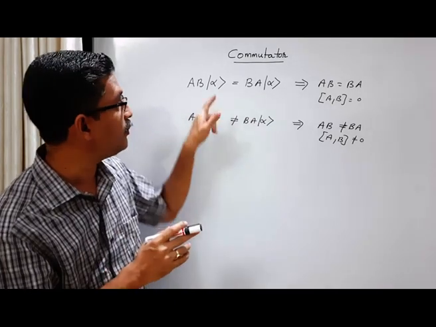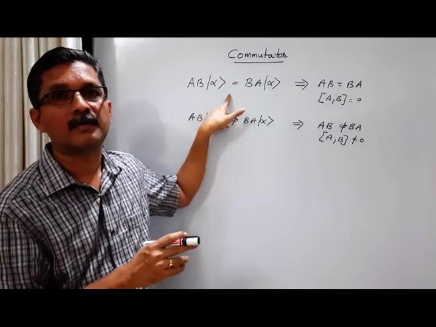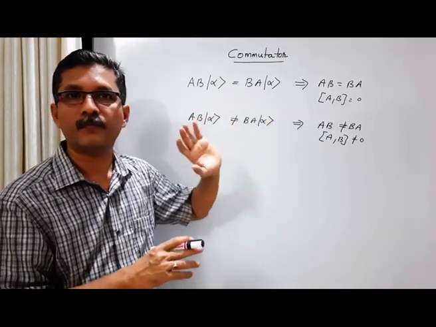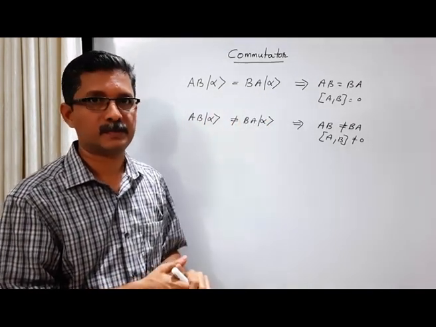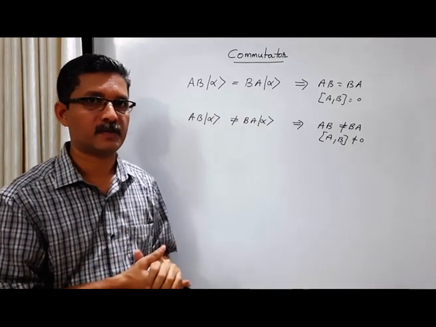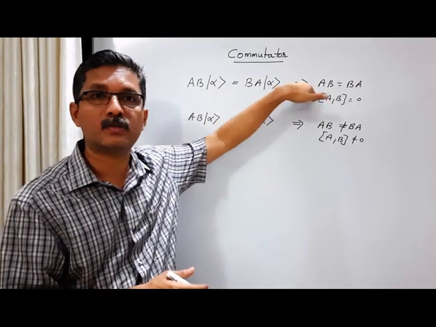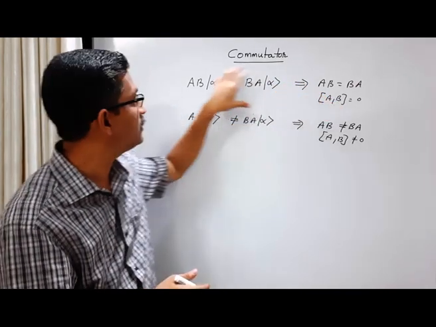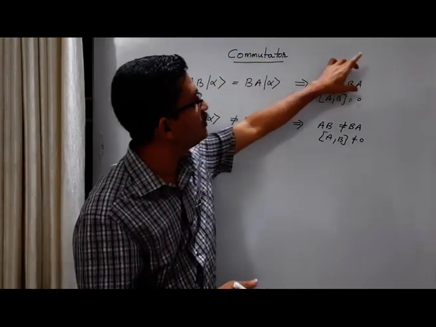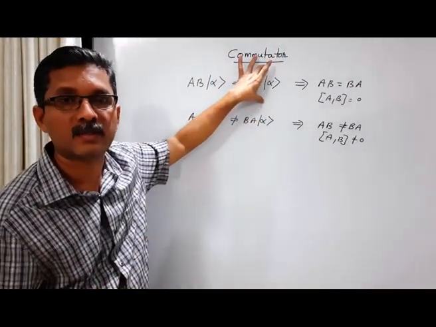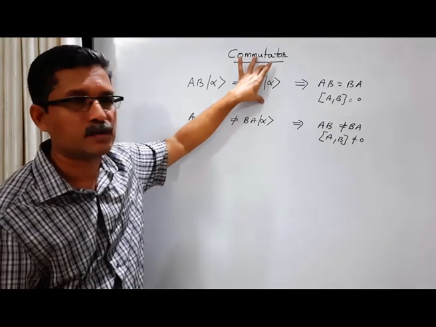But in order to show that two operators are commutative, we have to show that it is true for all vectors in the vector space, or any arbitrary vector in the vector space. We should be careful when we say that two operators are commutative, because this vector identity is equal to this vector identity only if it's true for any arbitrary vector. That means all vectors in the vector space.